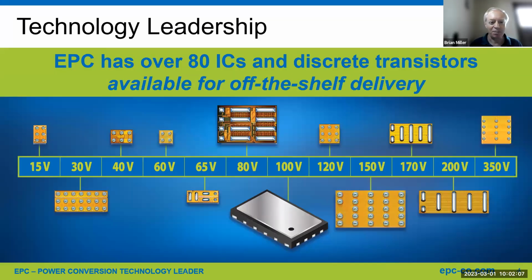Here's a little overview of some of the FET range that EPC makes. You can see from 15 volts to 350 volts. The big range is say 40 volts up to 200 volts. That's where most of the EPC GaN FETs are located.